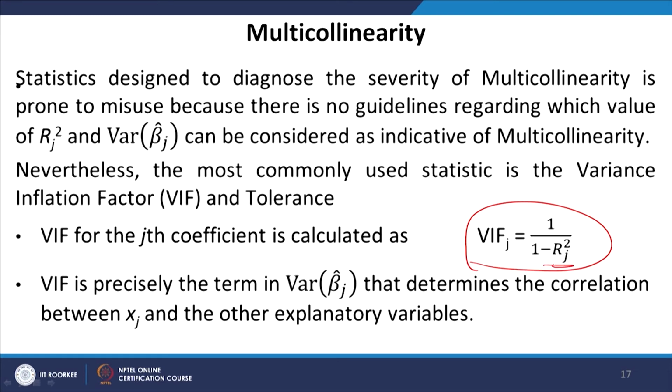This is again the R squared from the auxiliary regression of the jth independent variable on the rest of the independent variables. VIF is precisely the term in the variance of beta_j hat that captures the correlation between x_j and the other explanatory variables. So, instead of looking at the variance of beta_j hat, we focus only on that component which is related to the correlation among the independent variables. This is given by a measure called VIF.